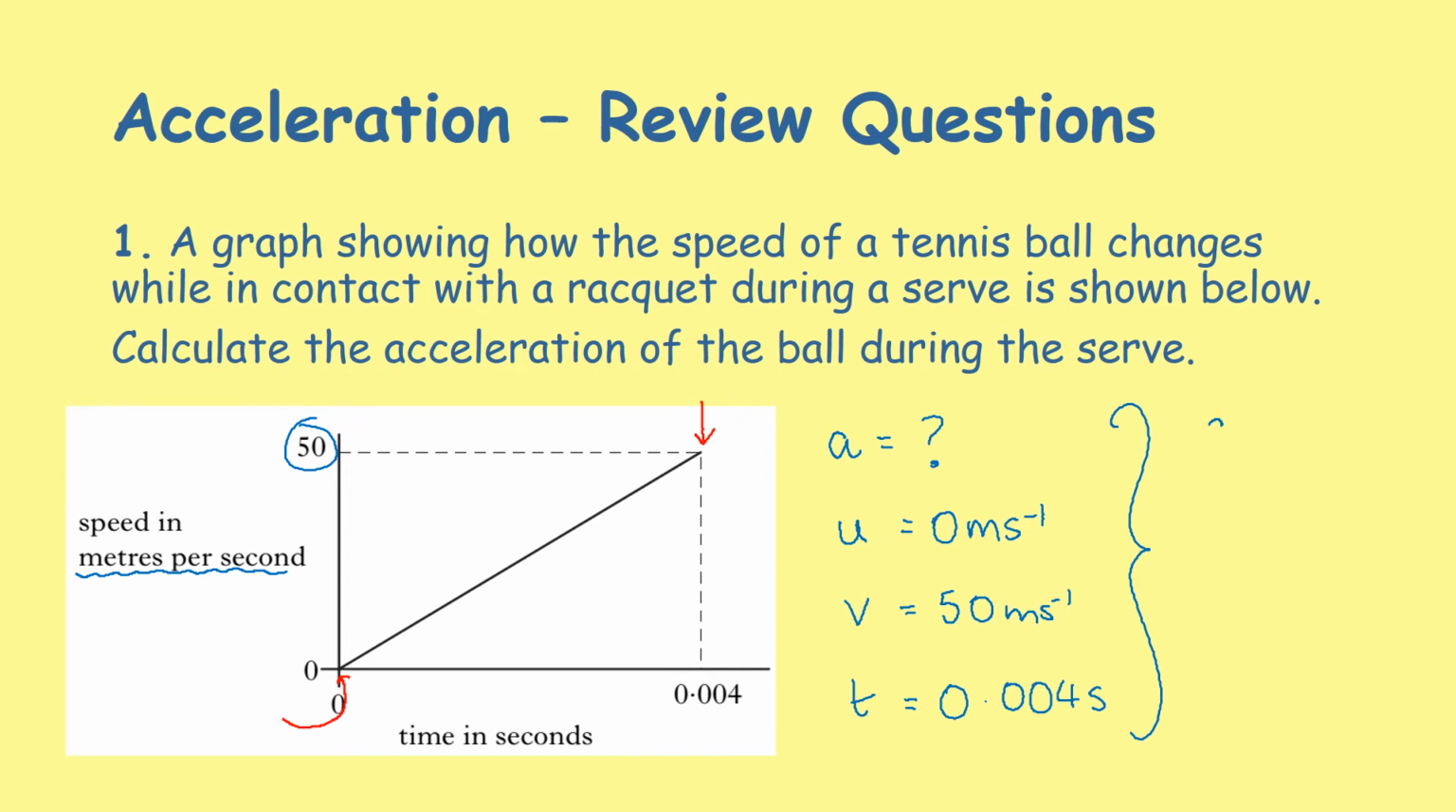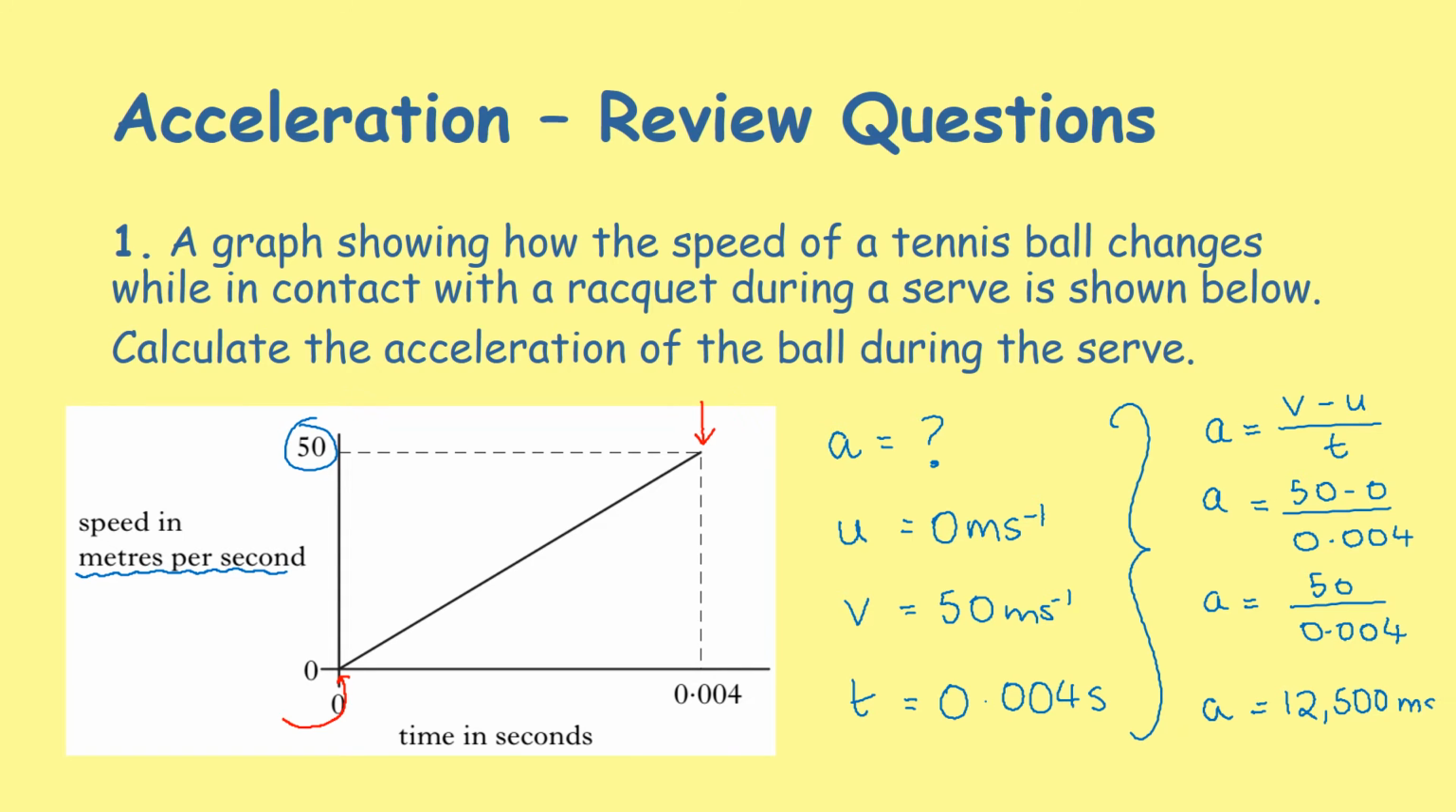Now we can use our equation, a equals v take away u over t. Pop in our numbers, our acceleration equals 50 take away 0 divided by 0.004. We can simplify this to say that acceleration equals 50 over 0.004, and this is going to be equal to 12,500. And remember your units, that's meters per second squared.